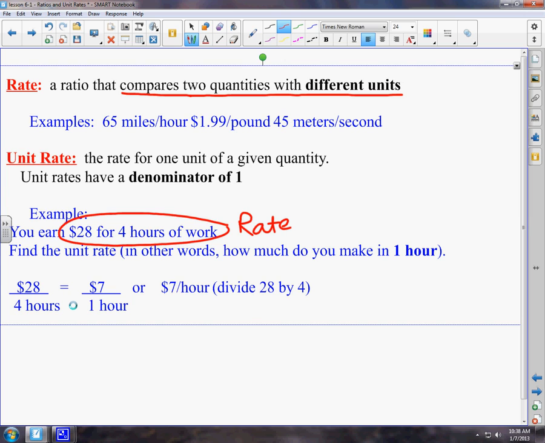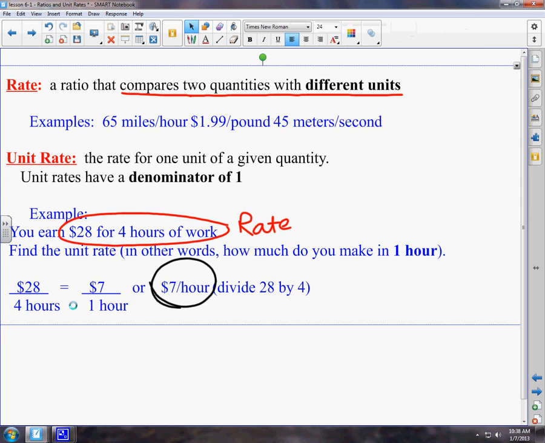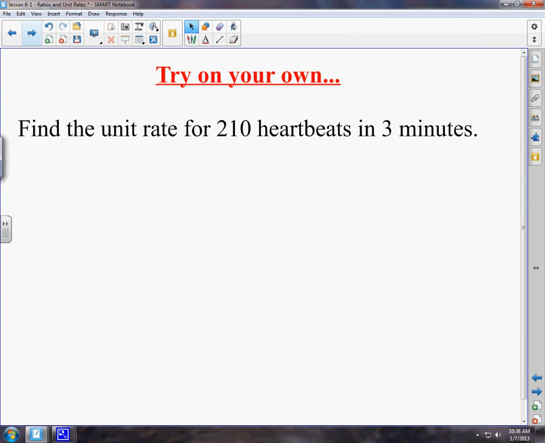So find the unit rate. In other words, how much do you make in 1 hour? So when I want the unit rate, you have to get it down to a single unit, not 4 hours. I want just 1 hour. So $28 divided by 4 is $7 per hour. Okay, try on your own.